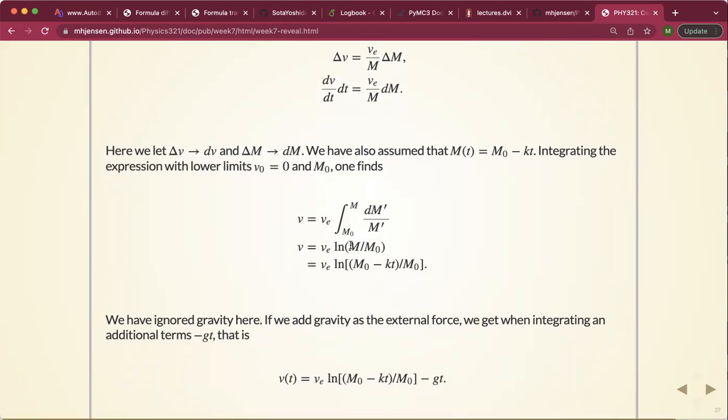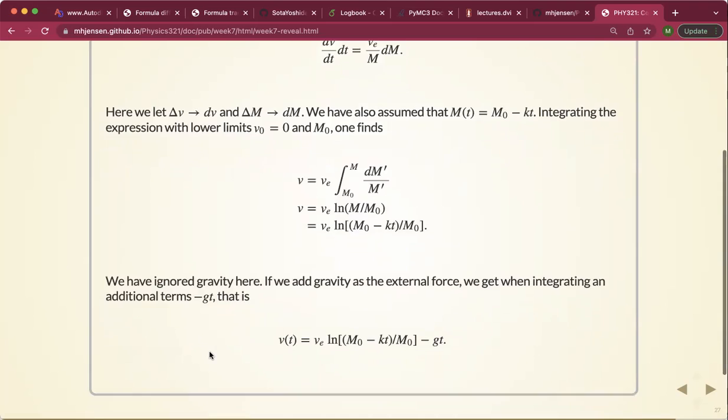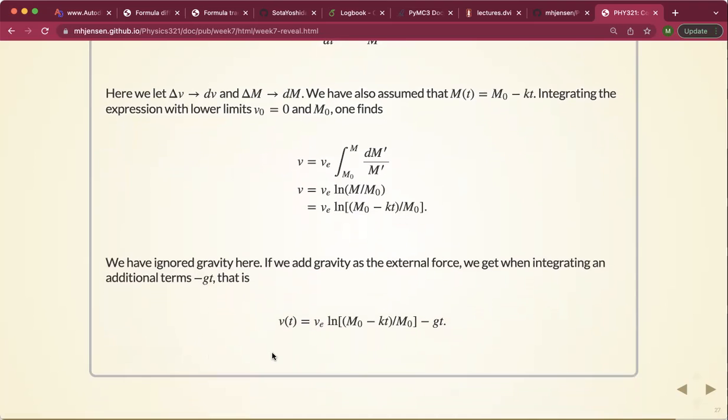And then you plug in this mass here, and you would have an equation like this, which gives you the velocity. That's without the gravitational acceleration. Then you can simply add the gravitational acceleration, which is just a constant, right? So that would give you another term, which goes like minus g times t here. And that means that your velocity would look like what you have at the end here.